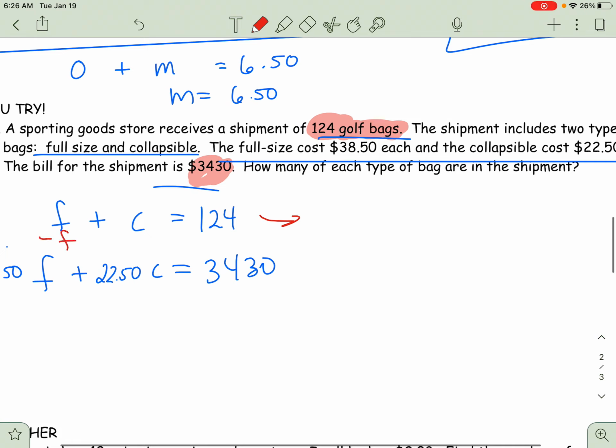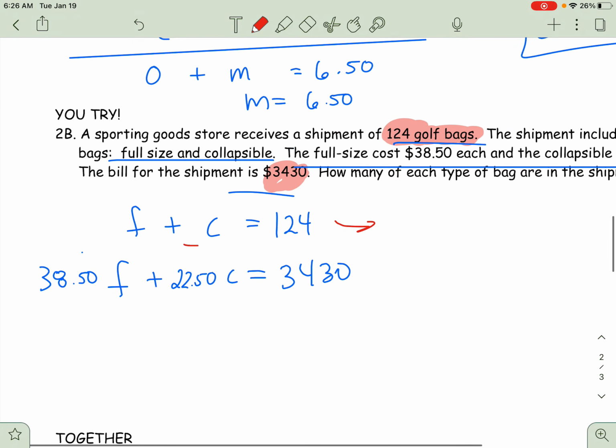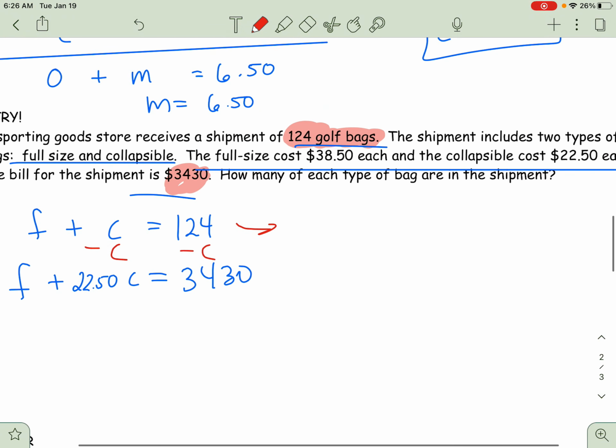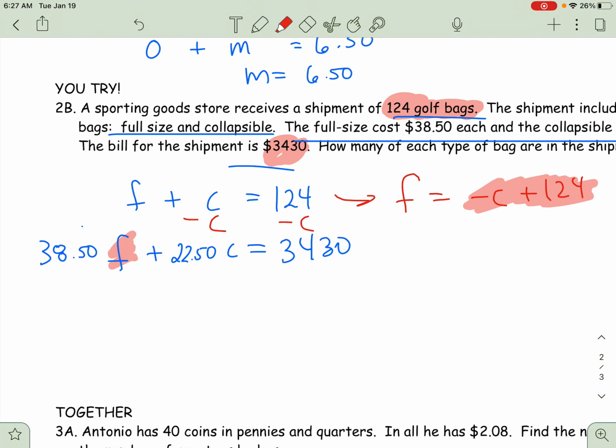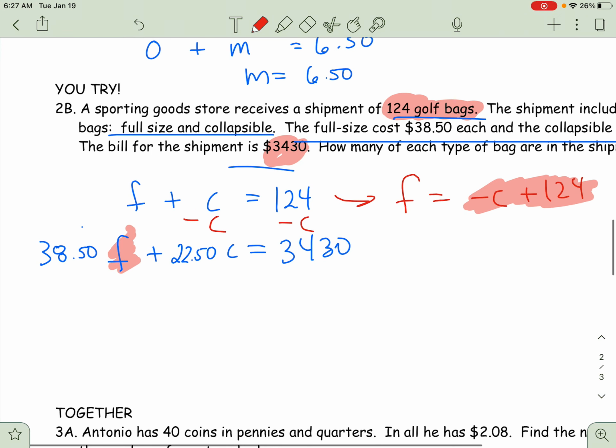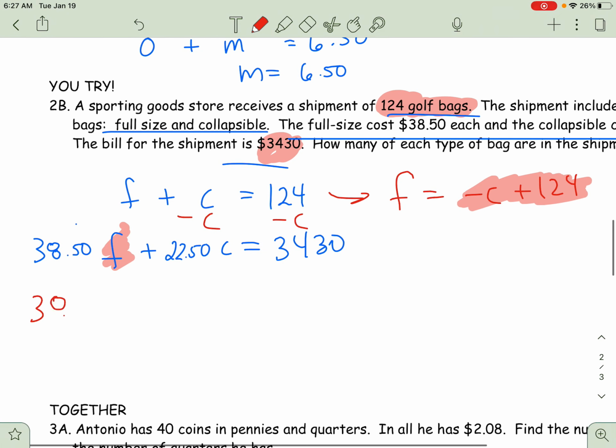If I subtract f from both sides, okay, or c, doesn't matter. Actually, let's just do c. Makes it easier. So minus c from both sides. So now I have f equals a negative c plus 124. So now I have a very easy problem to substitute for f. Okay, so I'm going to plug that in.